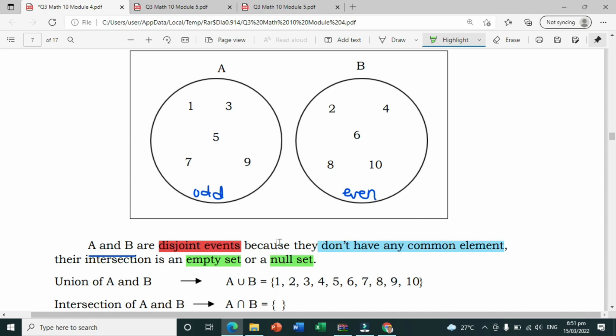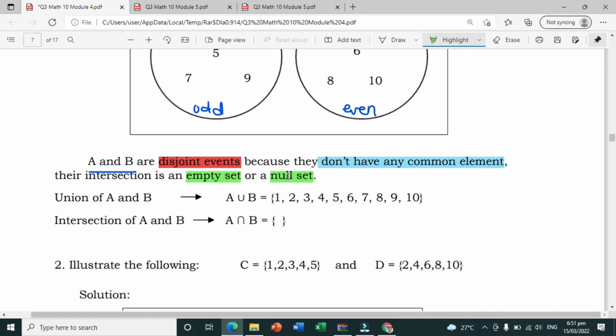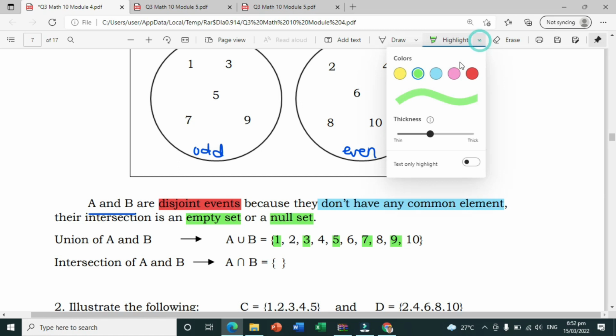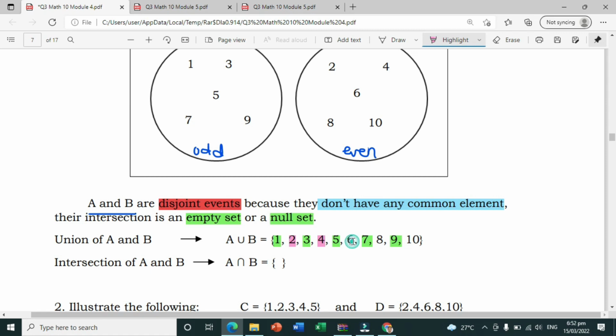Or object or letter. So sa union naman natin, isusulat natin lahat kung anong meron kay A, combine natin dun kay B. Take note, ang A natin dito are odd numbers. So ito, 1, 3, 5, 7, and 9. While ang B naman natin are 2, 4, 6, 8, 10. Yan. Okay? So, yan yung union natin of A and B.